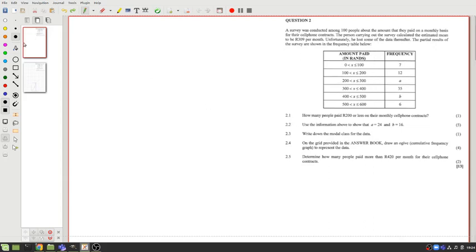And question 2.1, we are asked how many people pay 200 Rand or less on their monthly cell phone contracts. Okay, so that's all the people that paid between 0 and 100, which is 7, and all the people that paid between 100 and 200, which is another 12 people. So that is 19 people. Nice easy one to get us started.